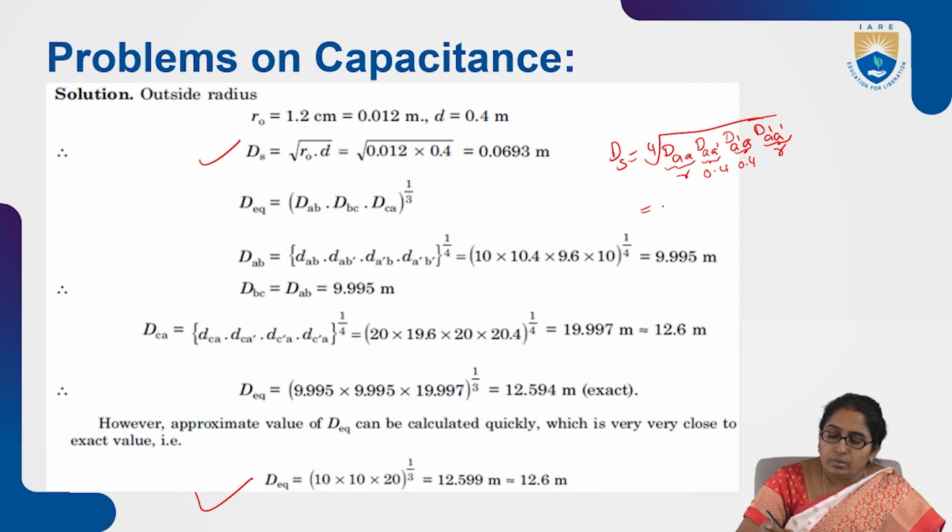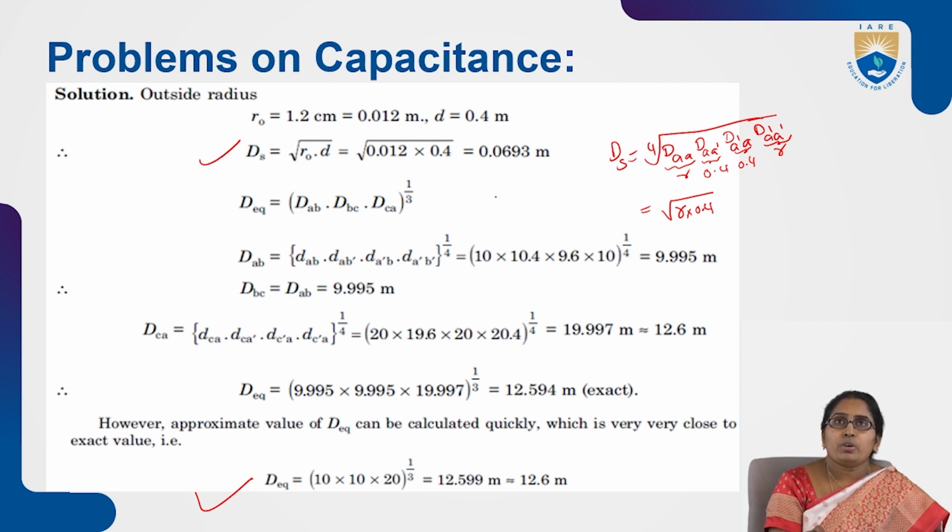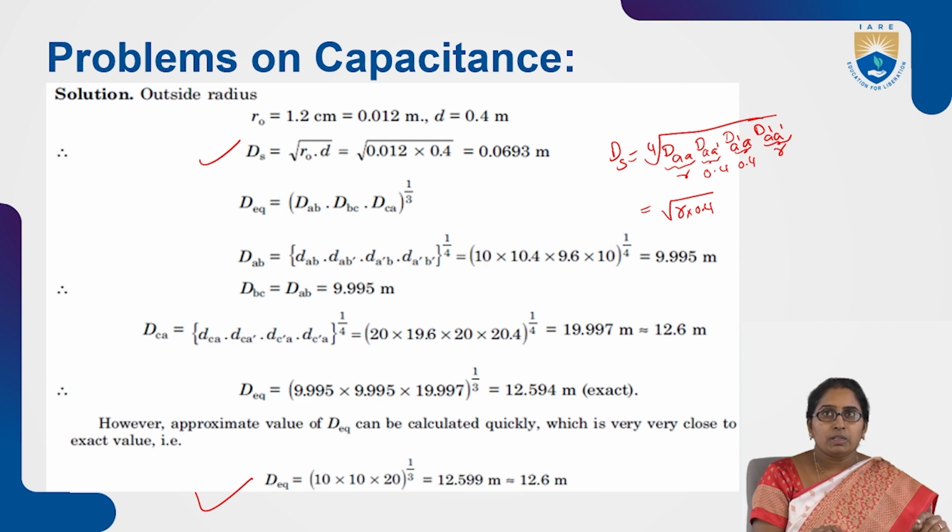So this finally becomes the square root of r into 0.4, because r squared times 0.4 squared, whole power 1 by 4, becomes power 1 by 2. So finally we have the square root of the radius of the conductor multiplied by the distance between the subconductors. So 0.012 into 0.4 gives 0.0693 meters.